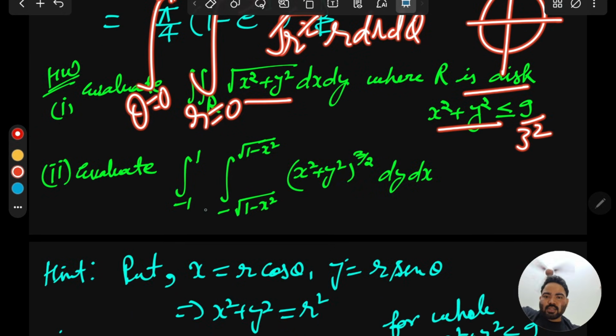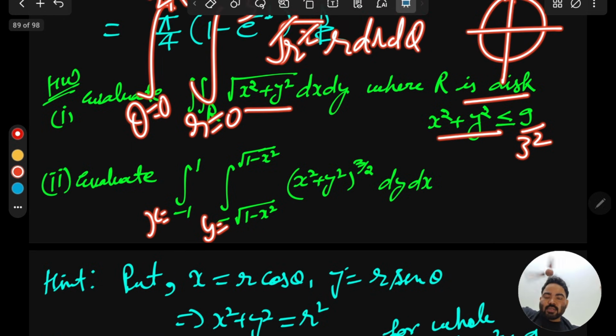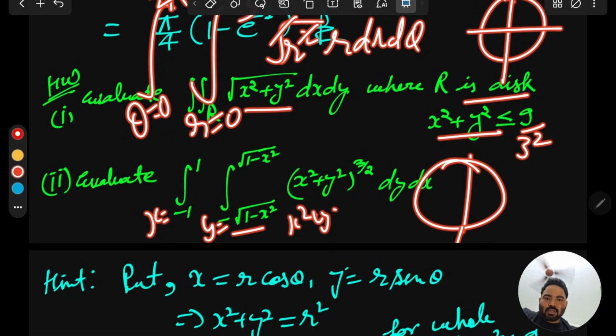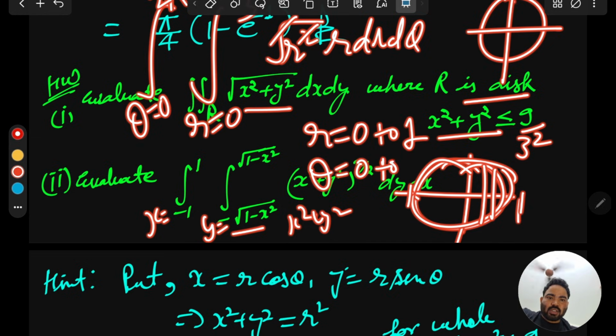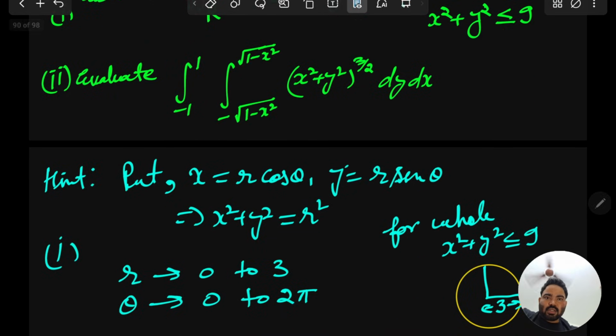Same way here, this is the y limit because the variable is in x, and this is the x limit. If you solve, this is a complete circle, giving x squared plus y squared equals 1. By the limits you can say you have to cover the whole circle, because x is minus 1 to 1 and then the strip covers the whole circle. So for the whole circle, r will be 0 to 1, and theta will be 0 to 2 pi. Just convert this question into r and theta.